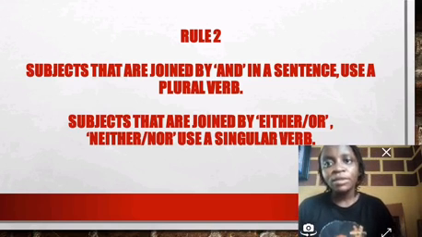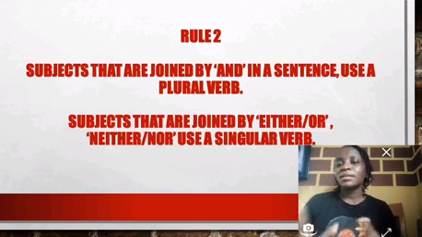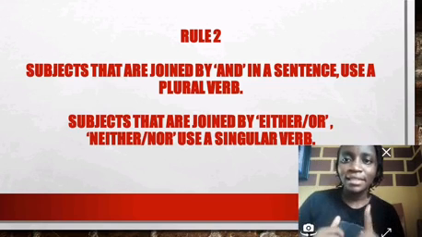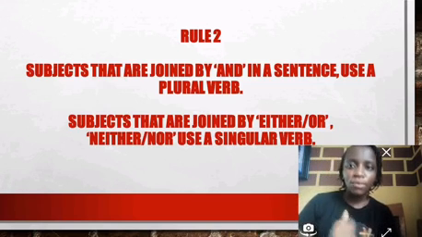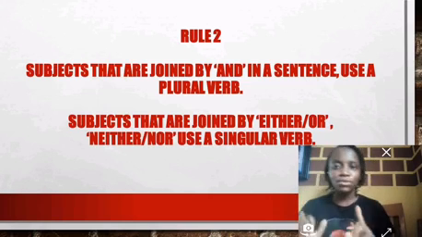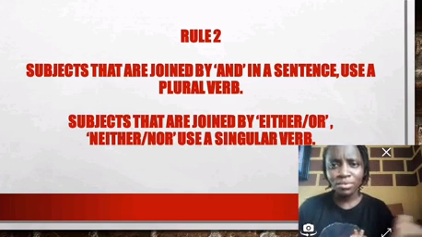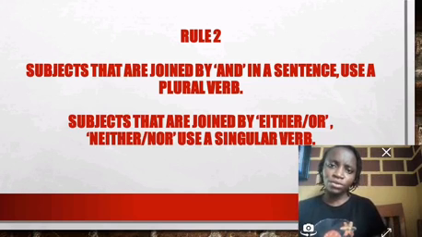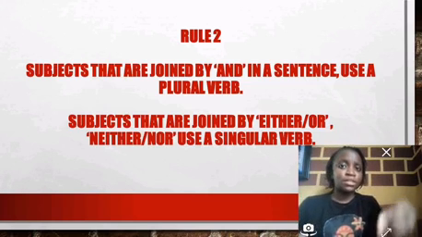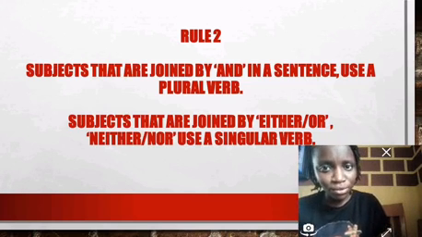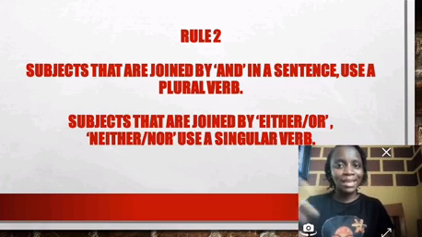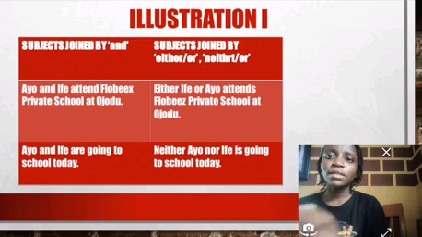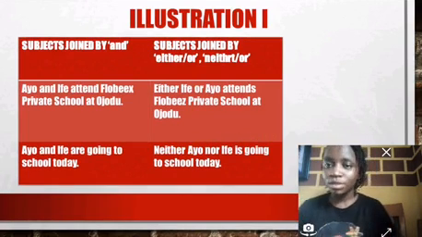Reflect on that. Also, subjects that are joined by either or, neither nor, use a singular verb. Why? It's logical, because if you're saying either of the subjects that you are referring to, you're not referring to both of them, unlike and. Let's look at an illustration. You are also going to be doing this.